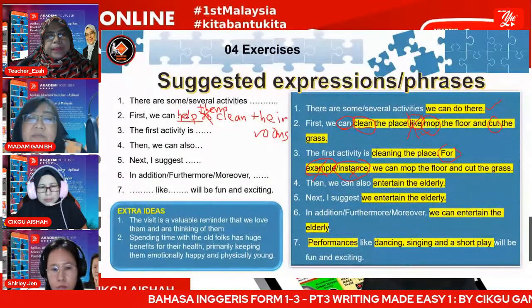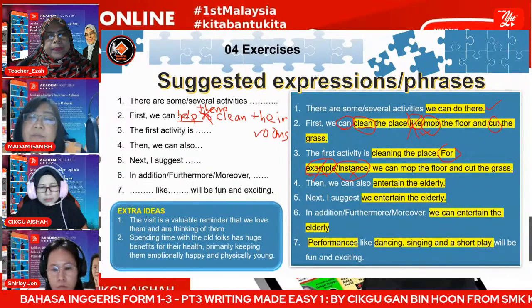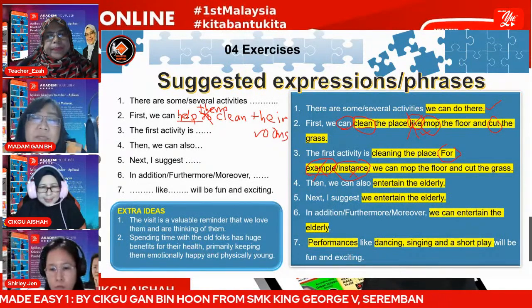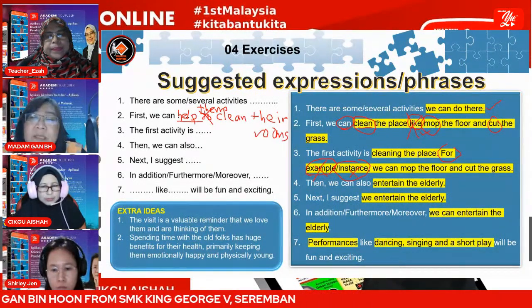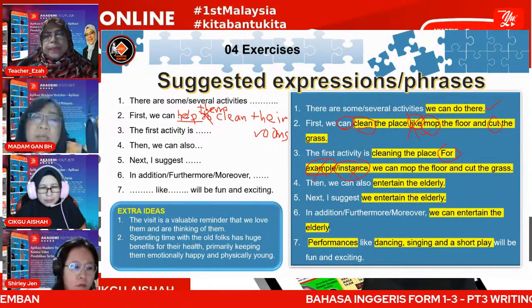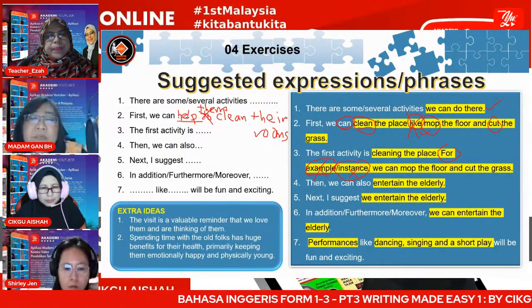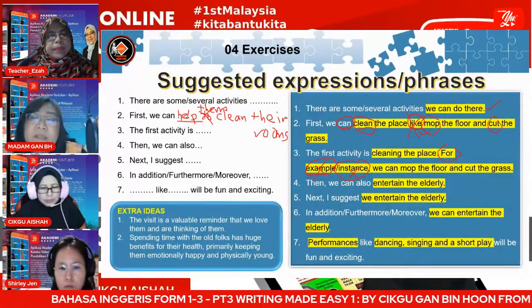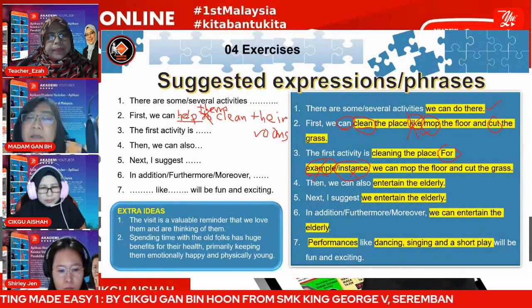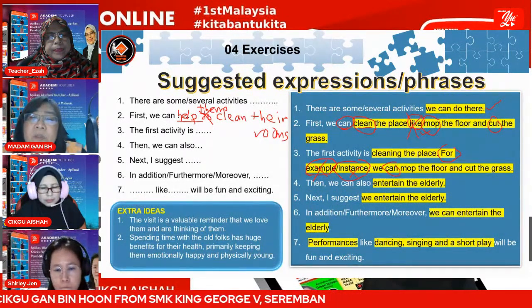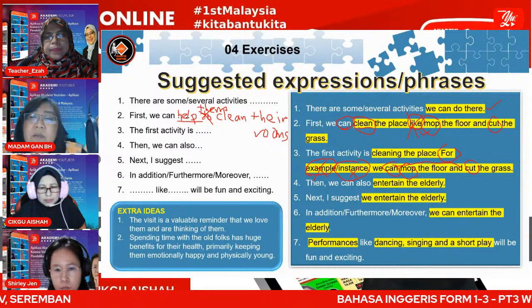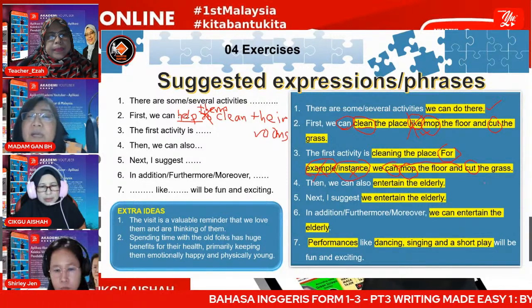The first activity is cleaning the place. Then you stop. Don't try to write sentences with more. If you write a sentence with more than 2 ideas, definitely there will be a lot of grammar errors. So just join 2 ideas to form a sentence. That's why you see my one is short. I stop here. Then you can start the sentence with, for instance, or for example, we can mop the floor and cut the grass. And remember, here can is for can mop, and this can is also for can cut. So I've joined 2 ideas only.